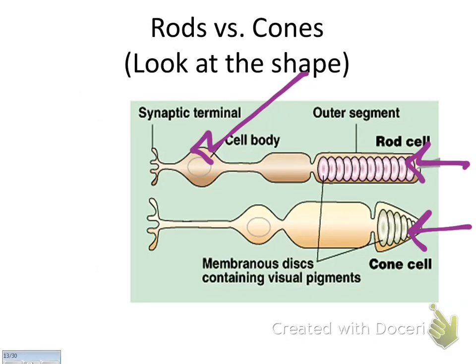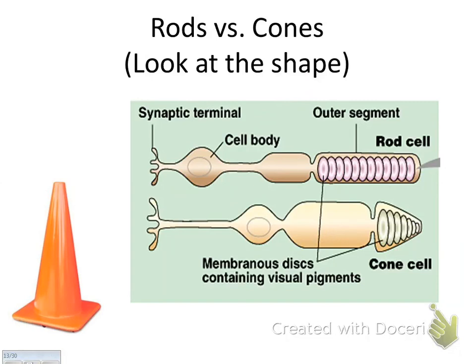Rods and cones, conformational shape change, depolarization, nerve impulse sent. Okay, I have some more videos. Aren't you excited? Yes. Oh, that's how I remember that. Orange cones. Cones in the road are orange. They see color. Rods black and white, cones color.